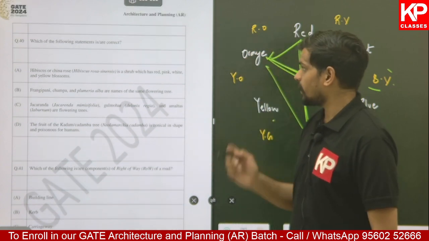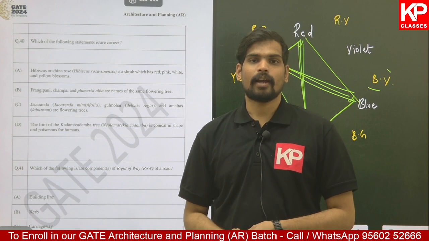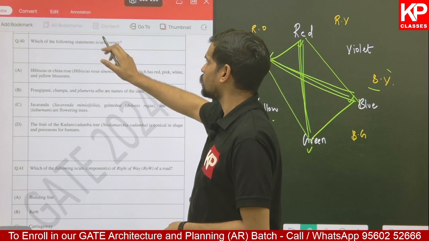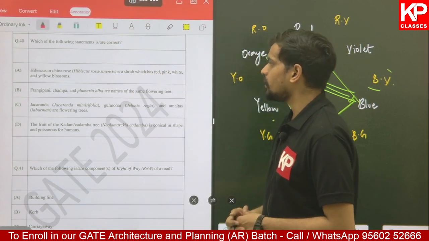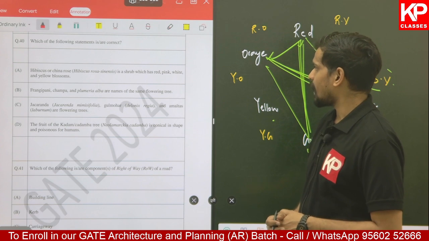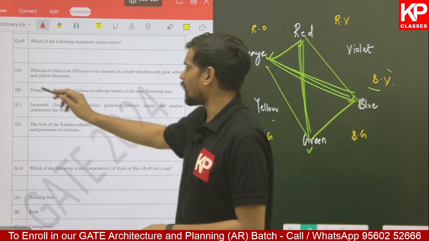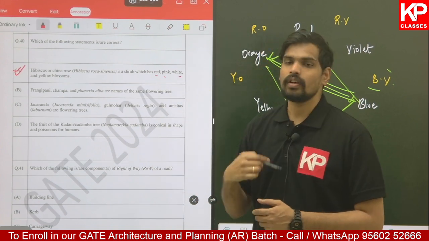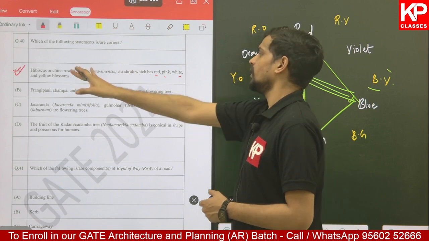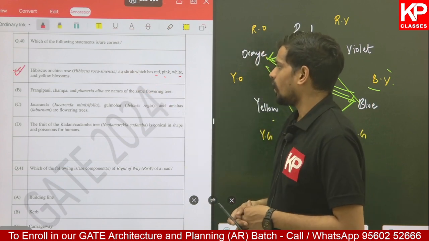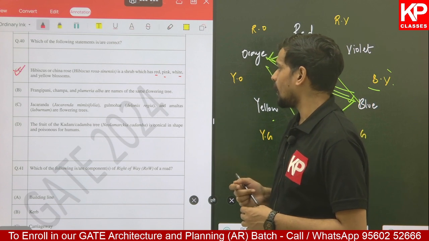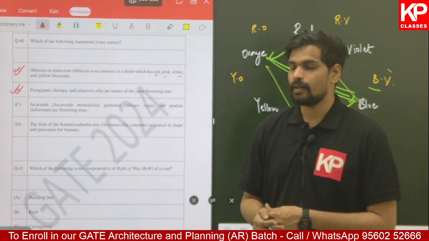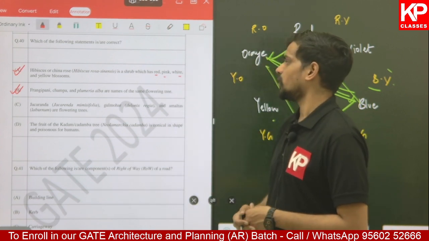Which of the following statements is or are correct? Again, a question from landscape architecture based on the characteristics of various types of plants. The first one, hibiscus or China rose is a shrub which has red, pink, white and yellow blossoms. That is absolutely correct. Hibiscus can have all these colors. It can have red, pink, white or yellow flowers. So that's the correct option. The next one, Frangipani, Champa and Plumeria alba are names of the same flowering tree. That is correct. These are alternative names of Plumeria alba. It's a flowering tree too. So that's a correct option.